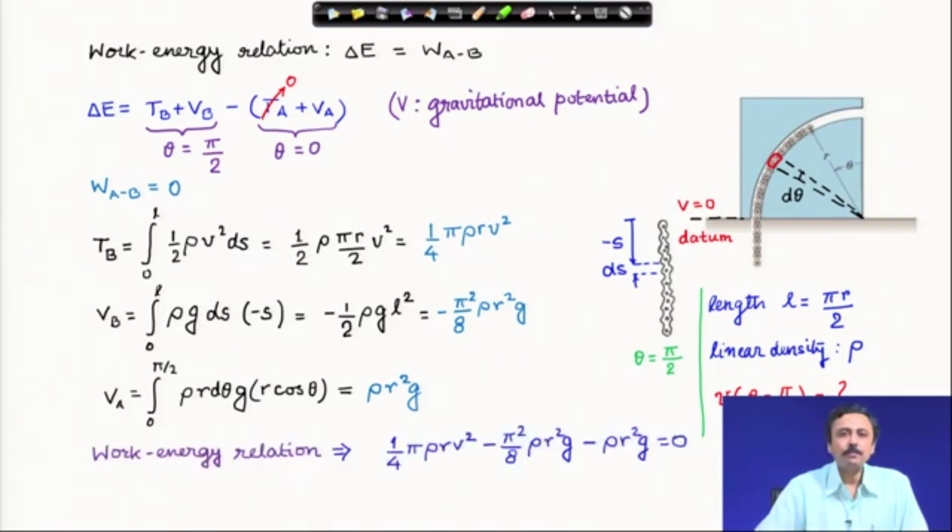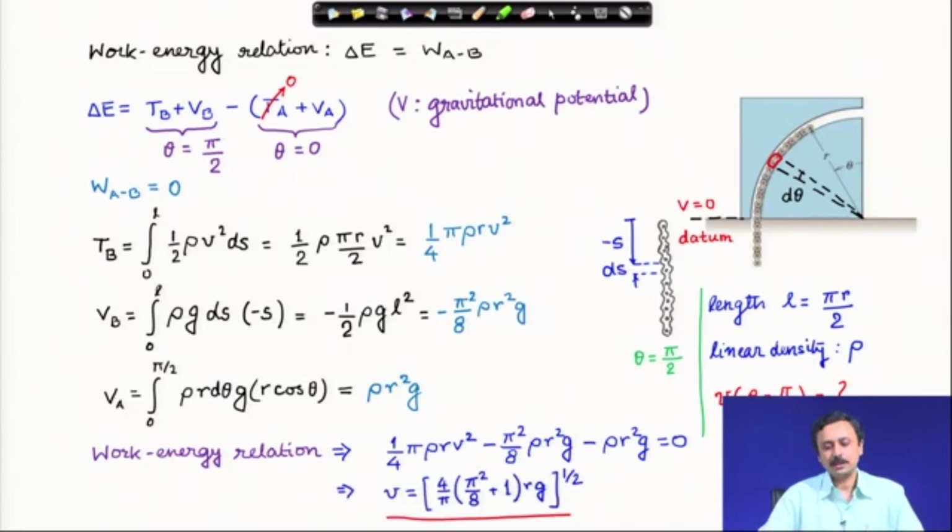Now, it is a straightforward application of the work energy relation. Work done from A to B is 0, and therefore, on the left hand side we have T B plus V B minus V A equal to 0, from where you can calculate the velocity of the chain, and this is straightforward algebra. I will leave it to you.